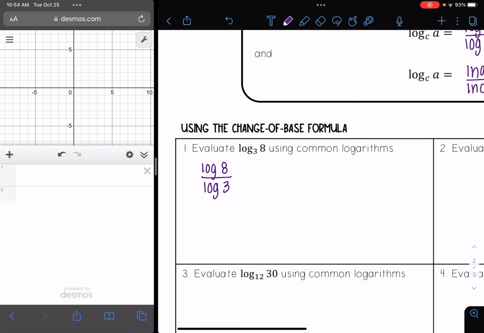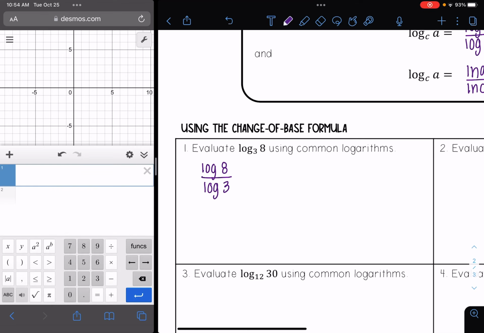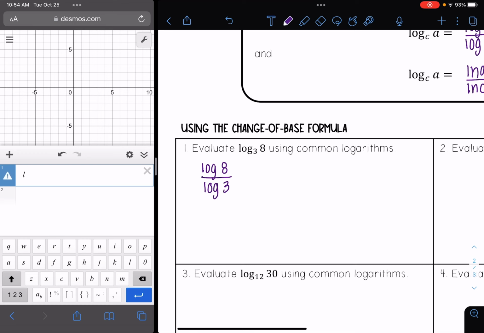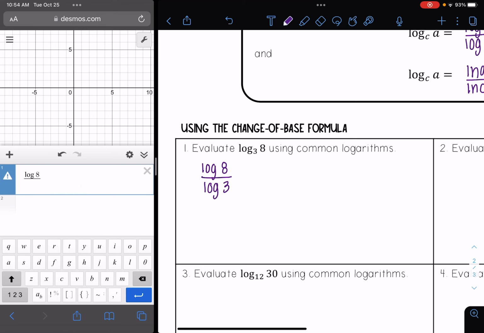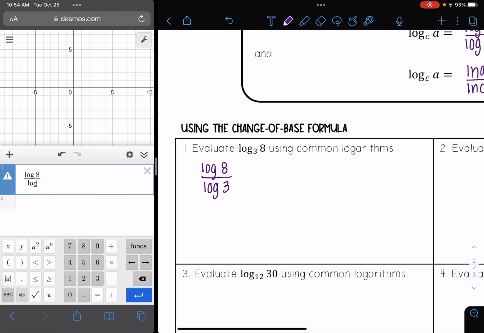And going over to our calculator, we can go ahead and calculate this by typing log of 8 divided by log of 3. And so if we are going to go ahead and round that to 3 decimal places, we get that that is approximately 1.893.